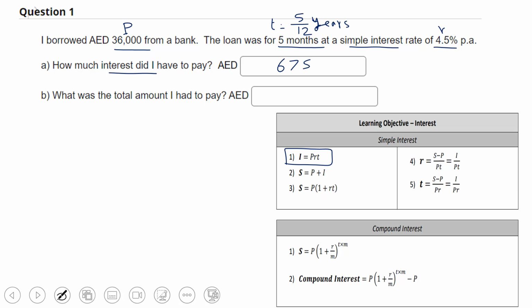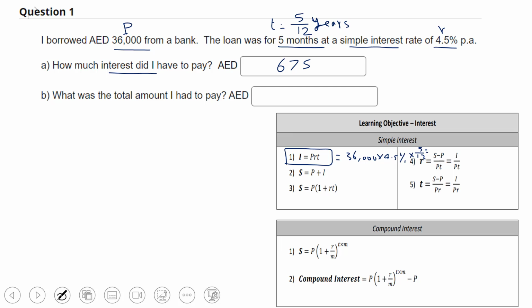675. So P is 36,000 times R is 4.5% times time in year, 5 over 12. So you get 675. Now, what is the total amount?